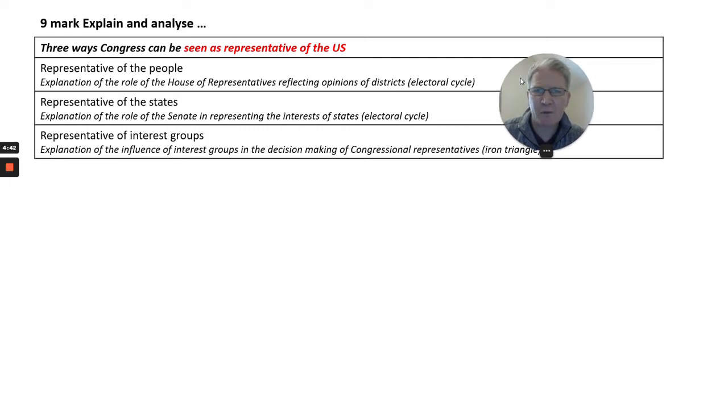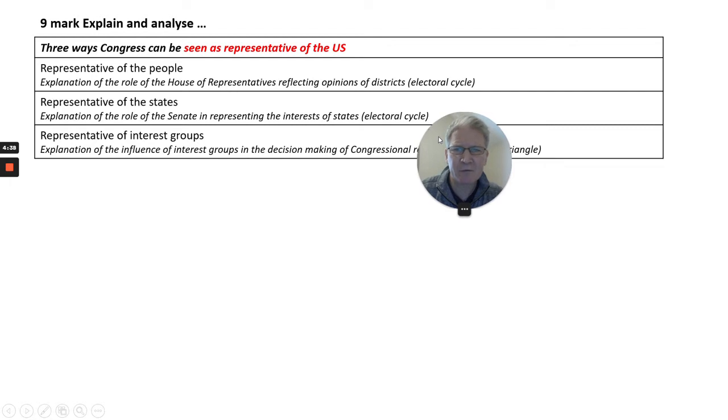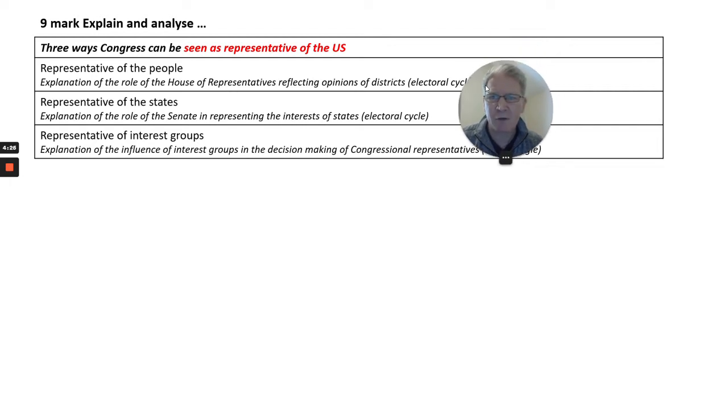Alright, there's 3 options, aren't there? Representative of the people, representative of the states, representative interest groups. If you're looking at the first one, representative of the people, make sure you're explaining the role of the House of Representatives, how they represent districts, and how they're responsive through their particular electoral cycle. If you're talking about the Senate with representative of the states, you're talking about how they represent the interests of the states. Can we have examples of that?